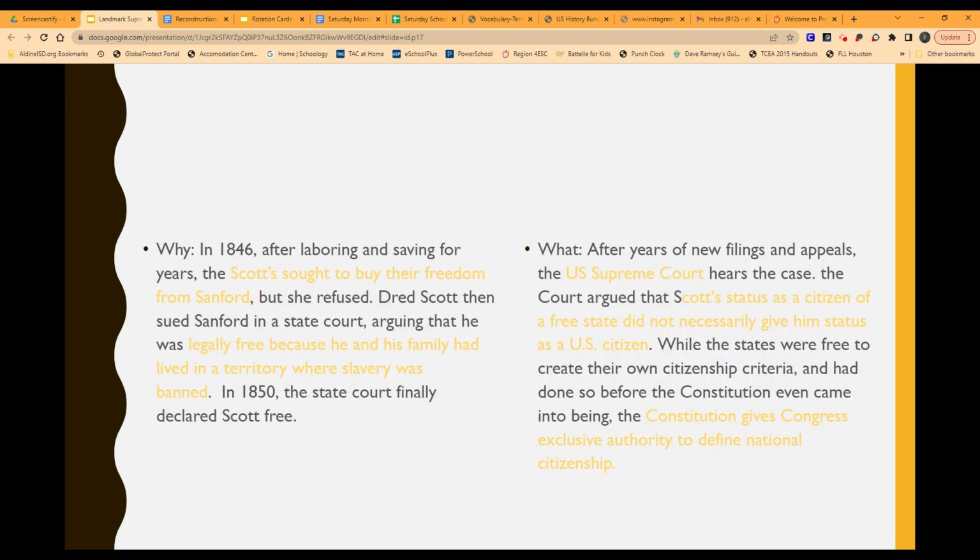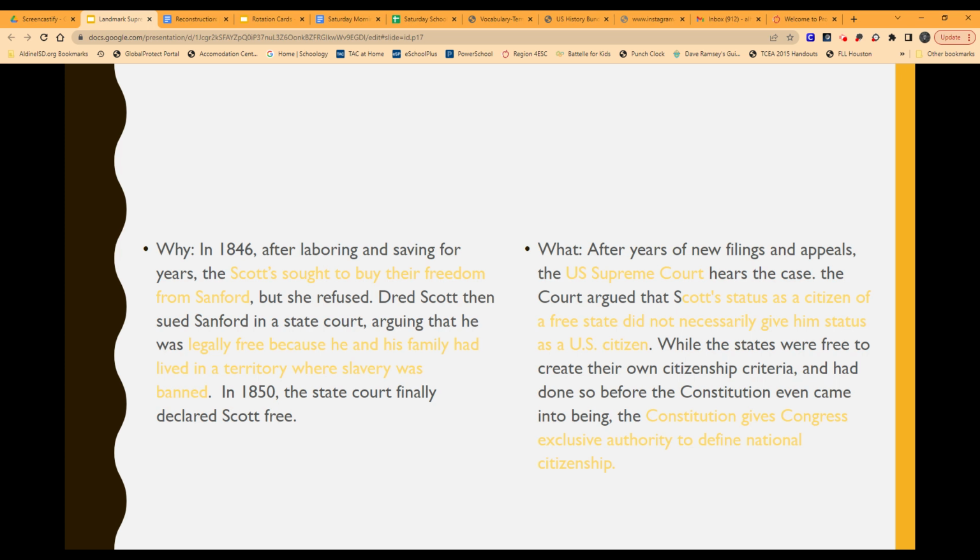So in 1846, after laboring and saving for years, the Scotts sought to buy their freedom from Sanford, but she refused. Dred Scott then sued Sanford in a state court, arguing that he was legally free because he and his family had lived in a territory where slavery was banned. In 1850, the state court finally declared Scott free. So the state court agreed with Scott and declared that he was free. After years of new filings and appeals, the Supreme Court hears the case.